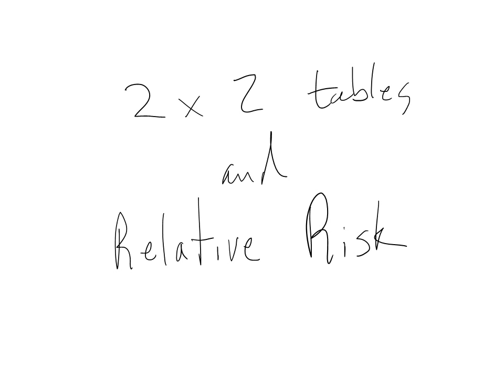This video is a brief demonstration of how to set up a 2x2 table of disease incidence by exposure status and to use the table to calculate relative risk. This is a 2x2 table. It's a 2x2 grid of cells.